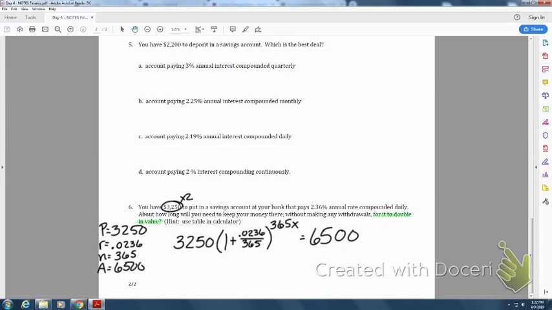30. So whenever you do this, at 29, it is 6,443. And then at 30, it is 6,597. So it would take 30 years.